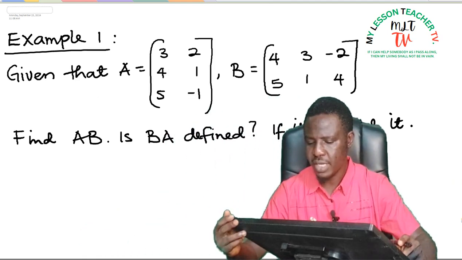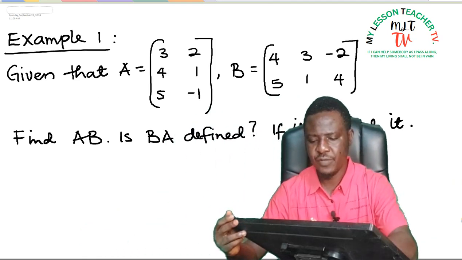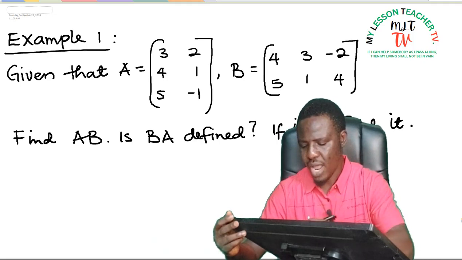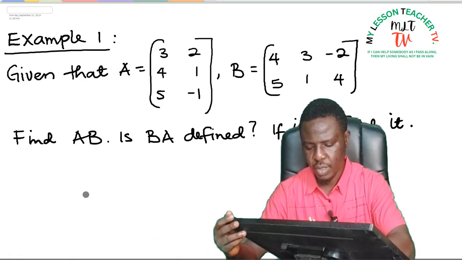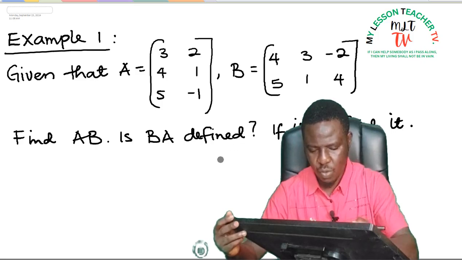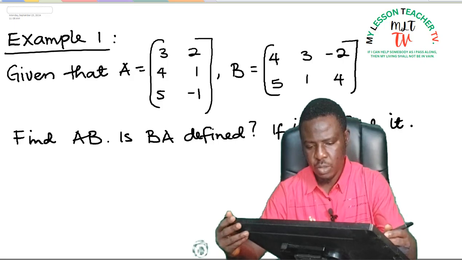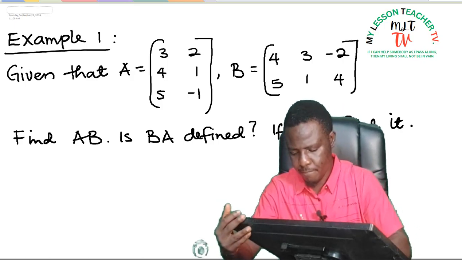Example 1. Given that A is a 3 by 2 matrix to be multiplied by a 2 by 3 matrix B, we are asked to find AB. Is BA defined? We are going to know. If it is, find it. So let's see.